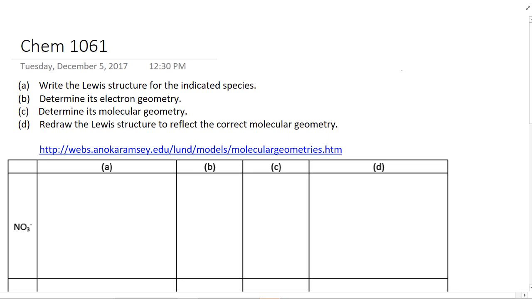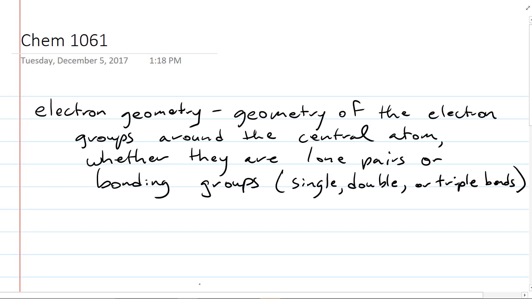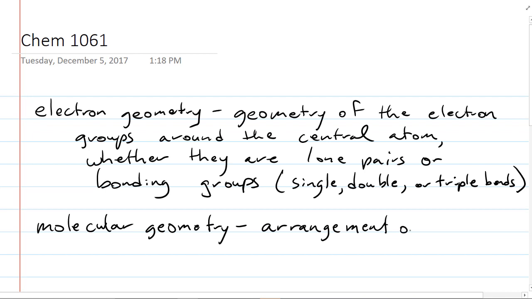What we're going to look at next is what's called the molecular geometry. And if we look at the molecular geometry, we say that the molecular geometry is defined like this. We say it is the arrangement of the atoms in a molecule or polyatomic ion.